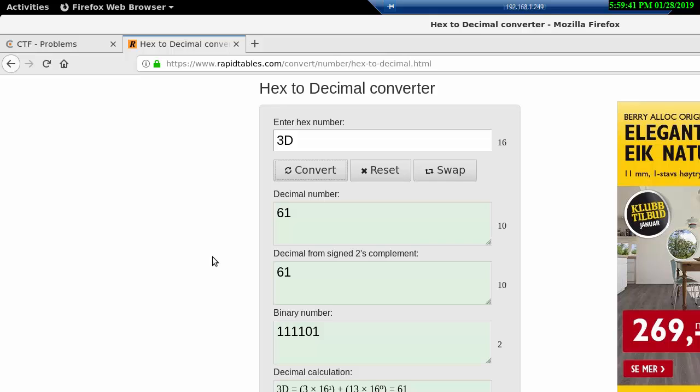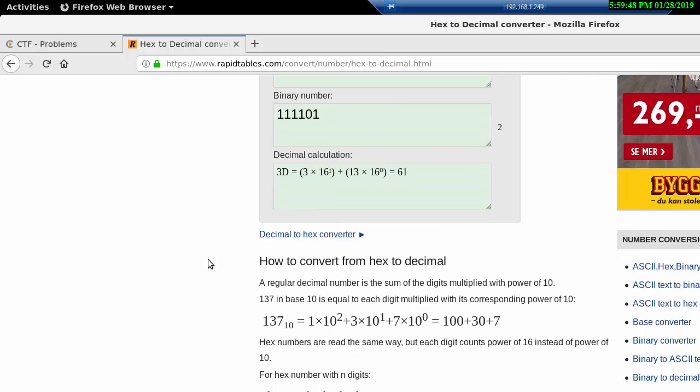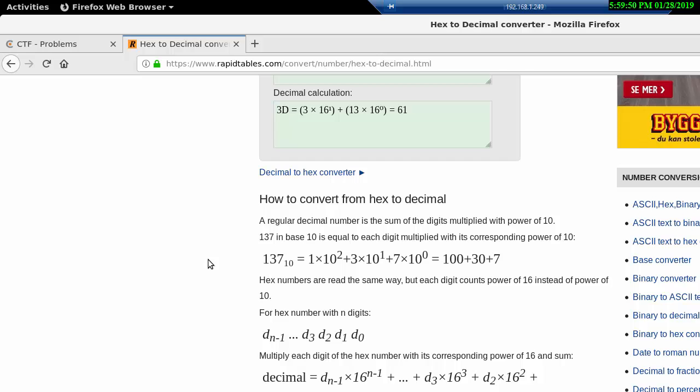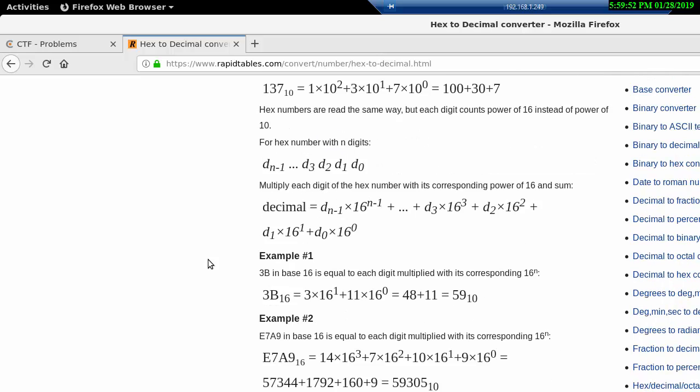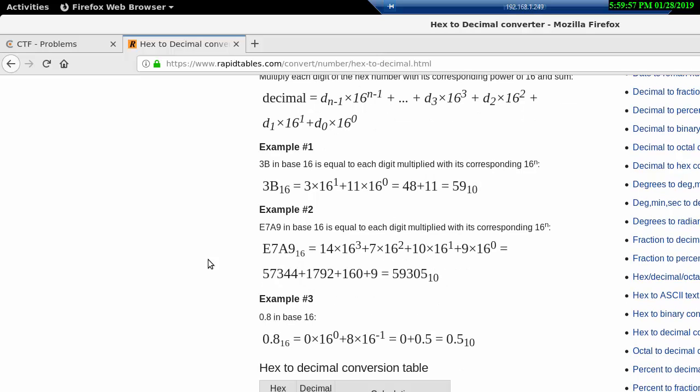So that's our answer. I just showed you a few video tutorials, but on rapid tables you also have examples here on conversion manually. So take a look at it when you have time.